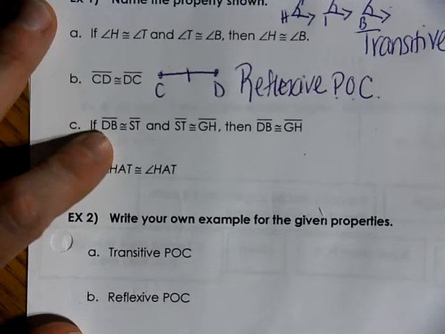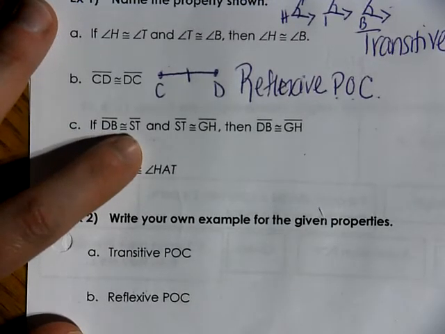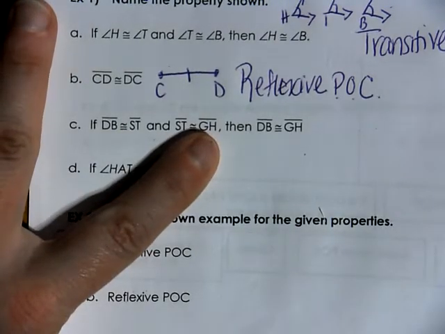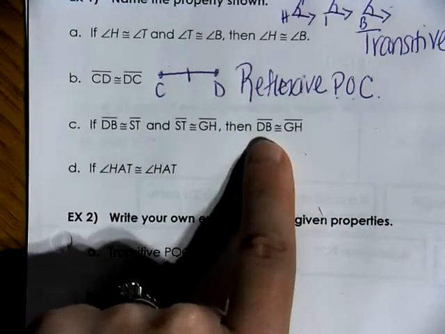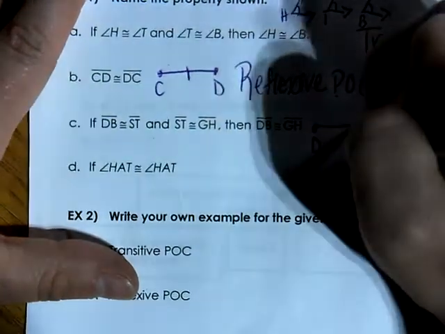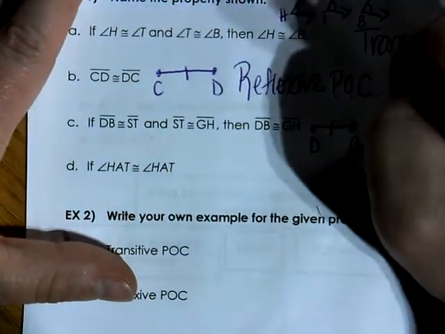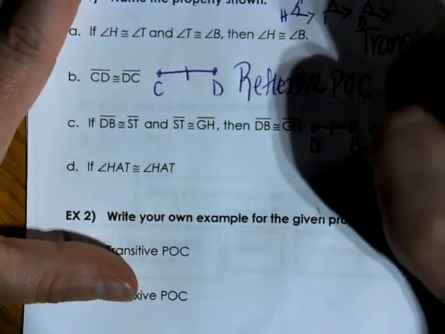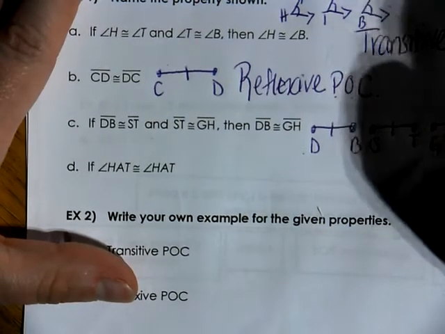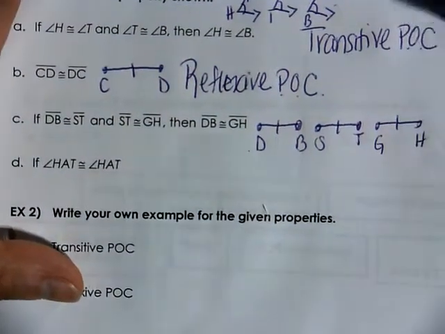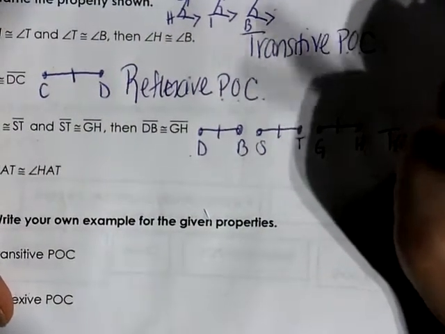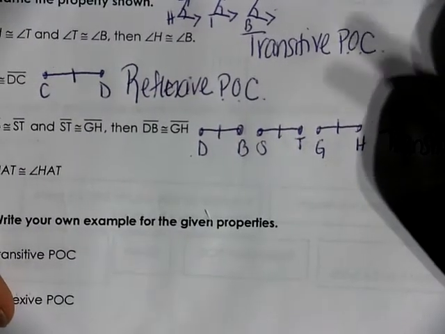Letter C says, if segment DB is congruent to segment ST, and segment ST is congruent to segment GH, then segment DB is congruent to segment GH. If you were to draw this out, we would have segment DB is congruent to segment ST, and segment ST is congruent to segment GH. Therefore, segment DB has to be congruent to segment GH, and this is an example of the transitive property of congruence.